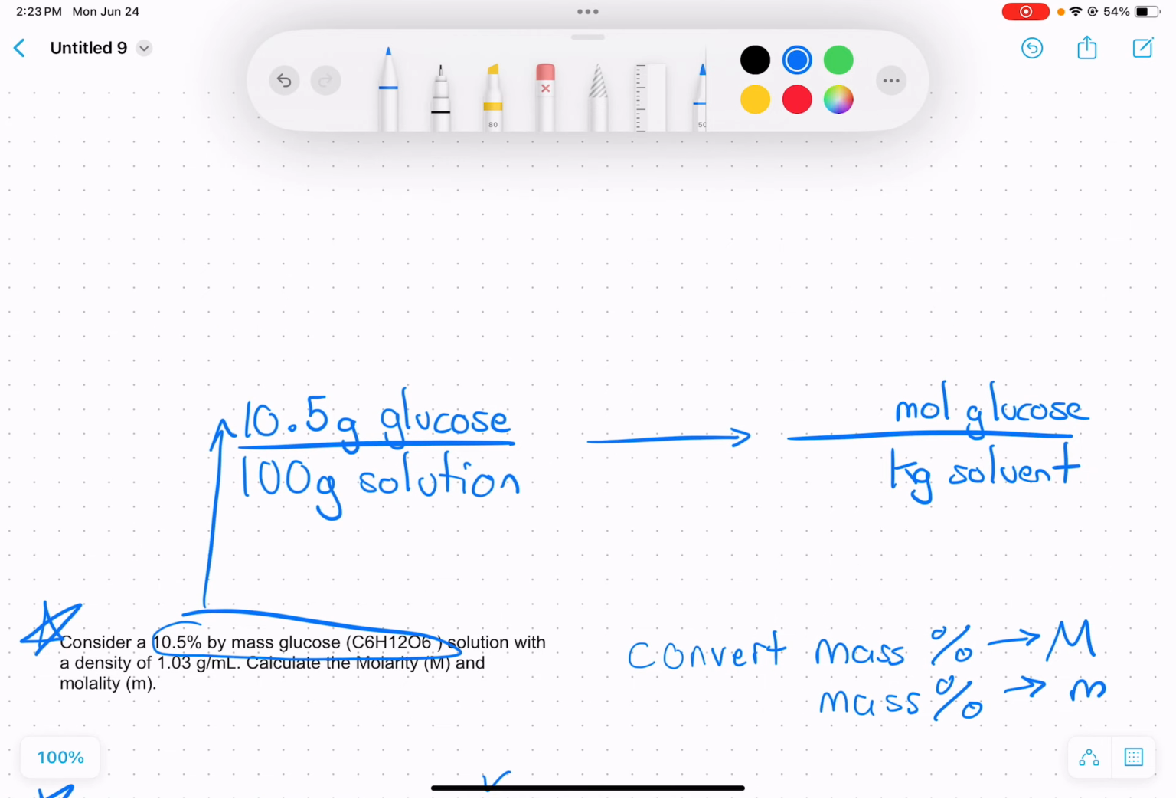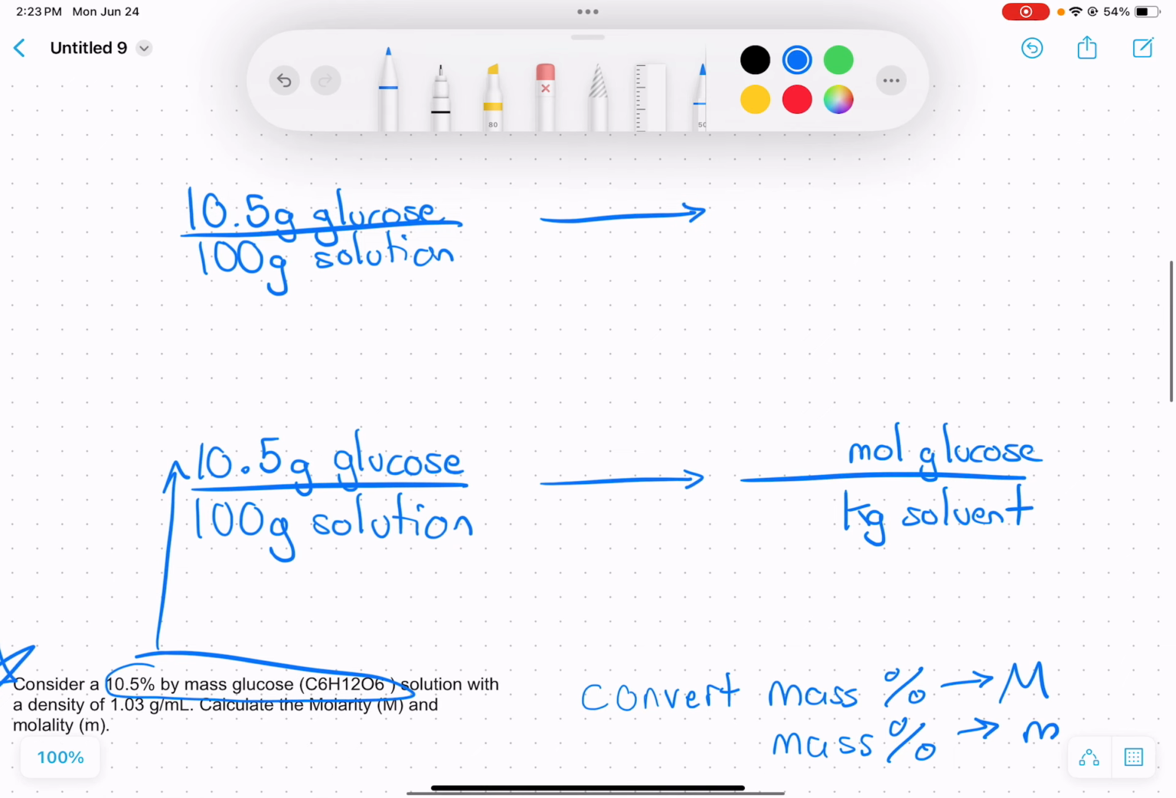Okay, for the molarity, we're going to start off the same way. And we're going to convert that to moles of glucose per liter of solution. So this one actually is easier. Maybe we should start there. So what we're actually going to do is solve the top, and then solve the bottom, and then divide one by the other.